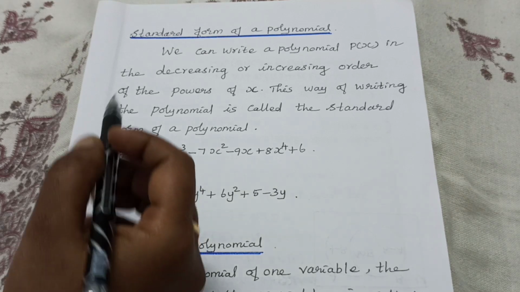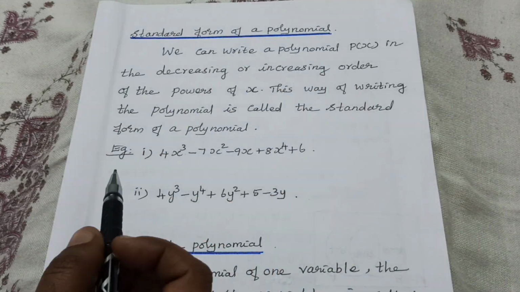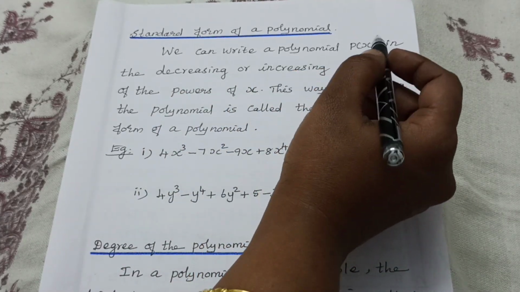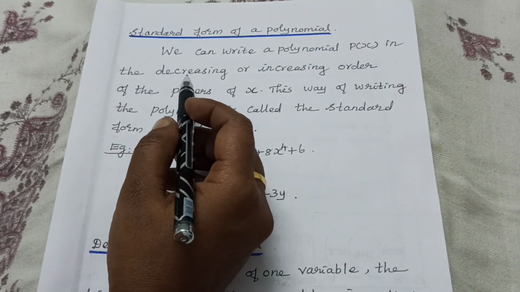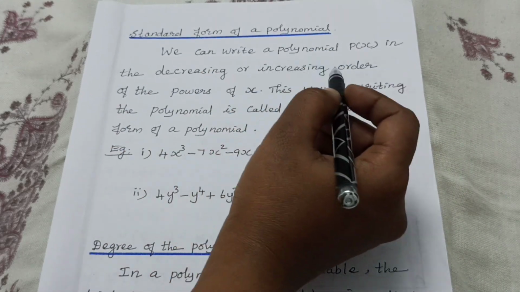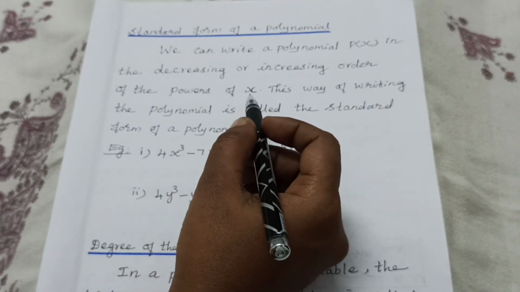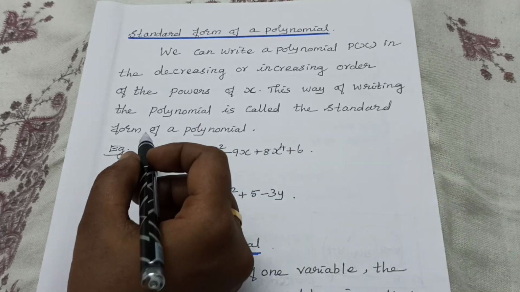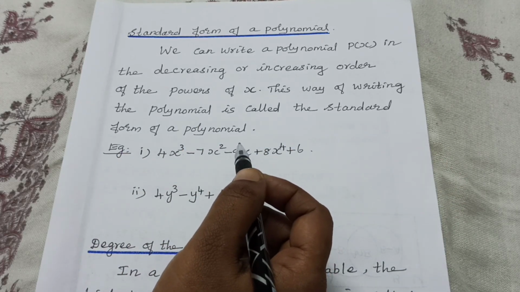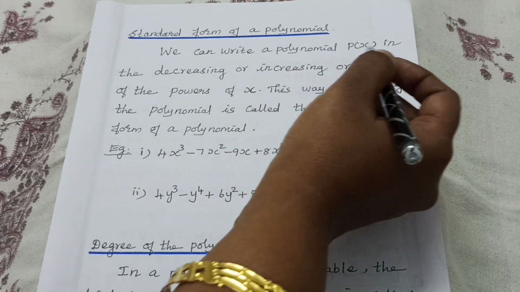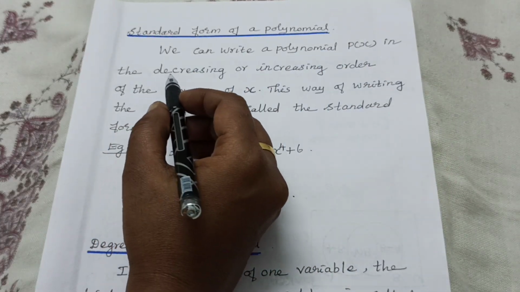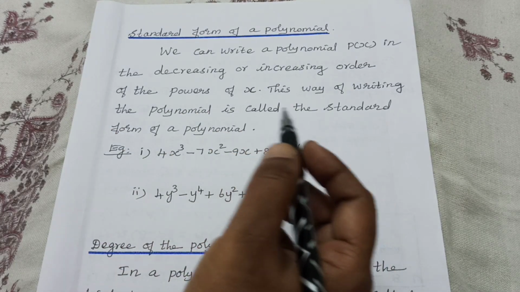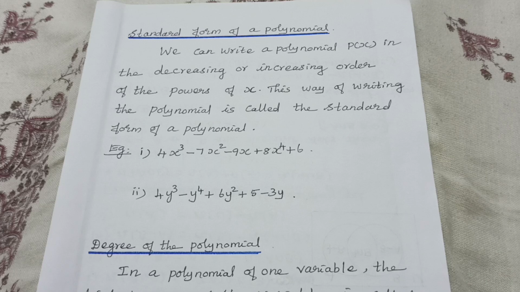Next we are going to see the standard form of a polynomial. We can write a polynomial p of x in the decreasing or increasing order of the powers of x. This way of writing the polynomial is called the standard form of a polynomial. Have you understood? The polynomial p of x has to be written in decreasing or increasing order of the power of x. Okay, this is called the standard form of the polynomial.